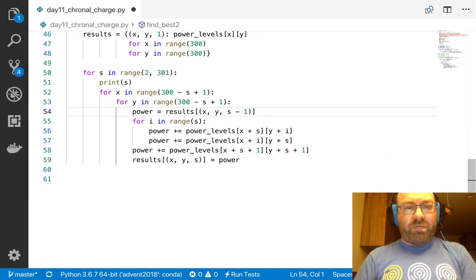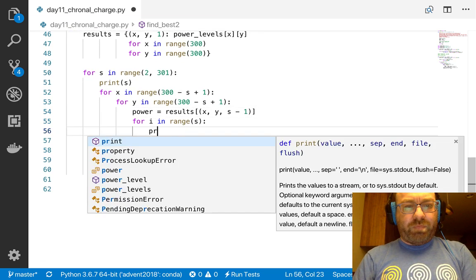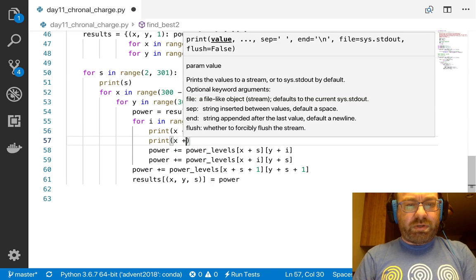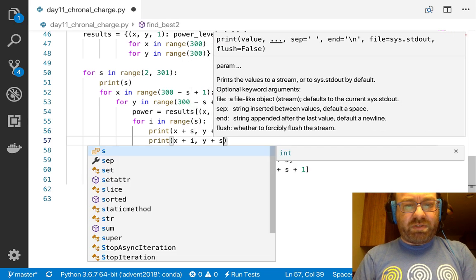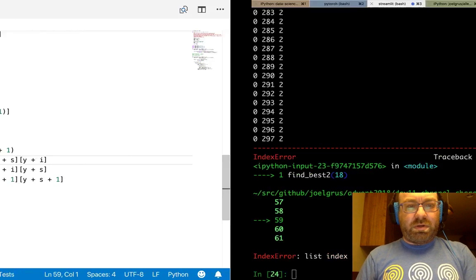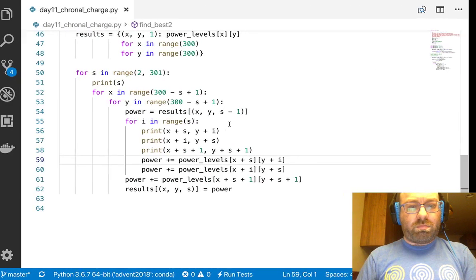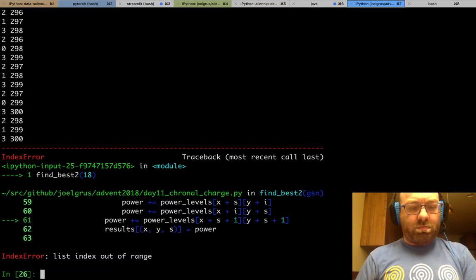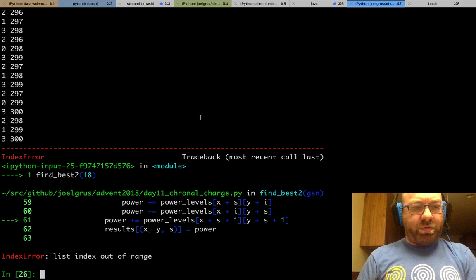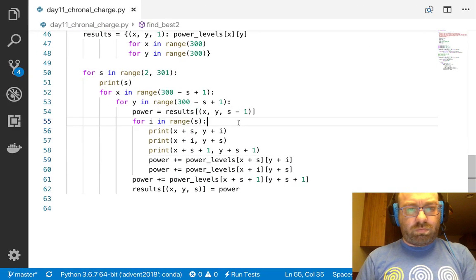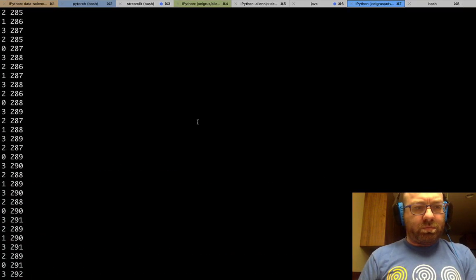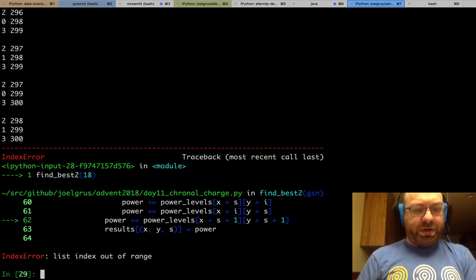I have that power for i in range s, print x plus s, y plus i, print x plus i, y plus s, print x plus s plus 1, y plus s plus 1. Print a blank one for each of them. I need to stop doing that. Run it again and do find best. Okay.